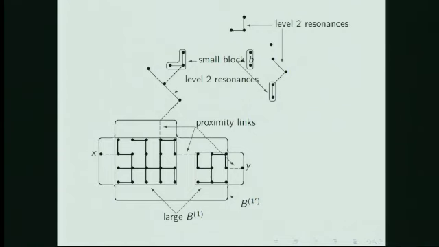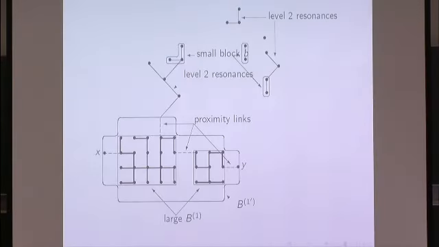Here's a little picture to give you an idea that there are these different scales. You have large blocks here, let's say, with these little links indicating that there's a resonance between the states on those links. And then you may have some small blocks. These are the ones you can actually do the rotation on.